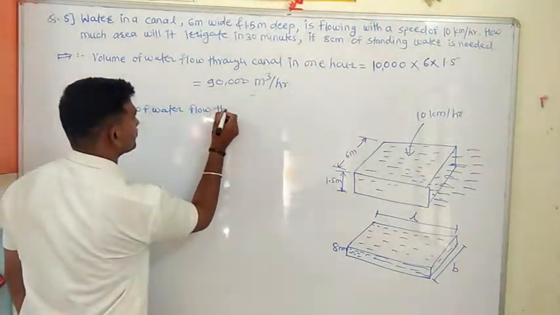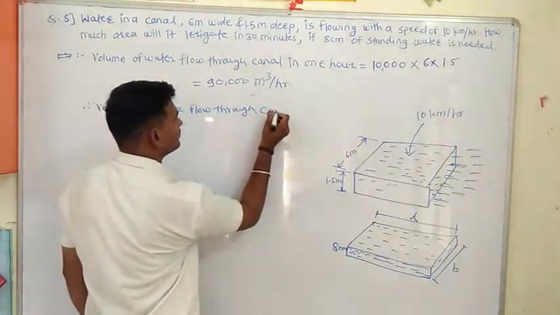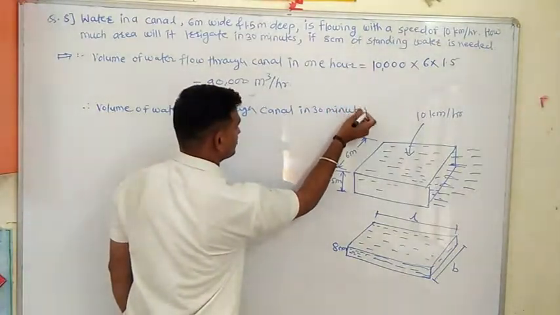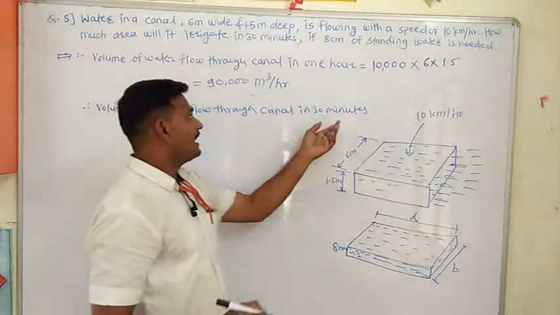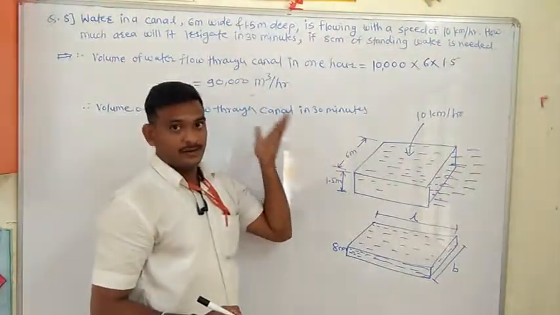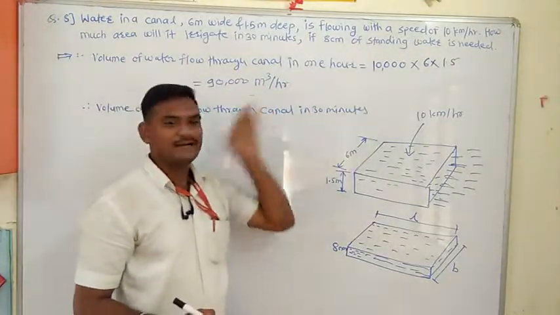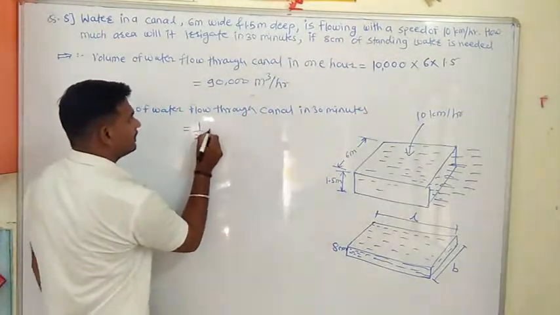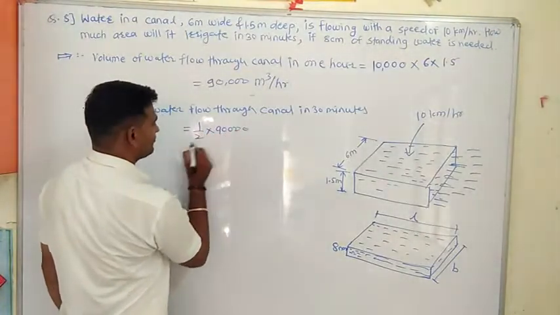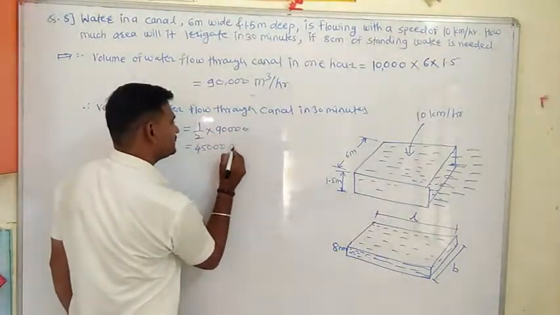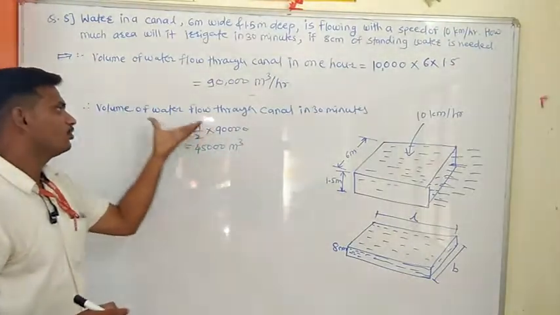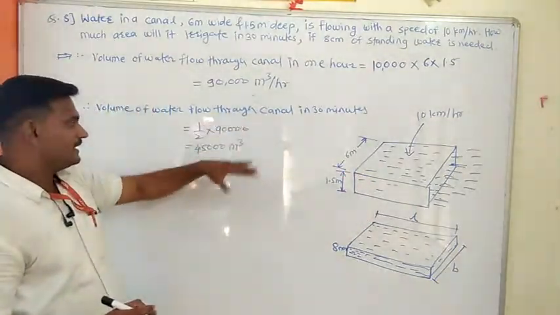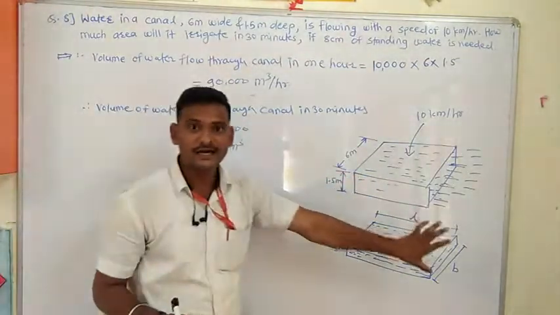flow through canal in 30 minutes is equal to, see here, in 1 hour 90,000 meter cube water will flow. Then 30 minutes means half of an hour. Half of 90,000 is equal to 45,000 meter cube. 45,000 meter cube of water will flow in 30 minutes. In 30 minutes, 45,000 meter cube water is flowing through the canal.